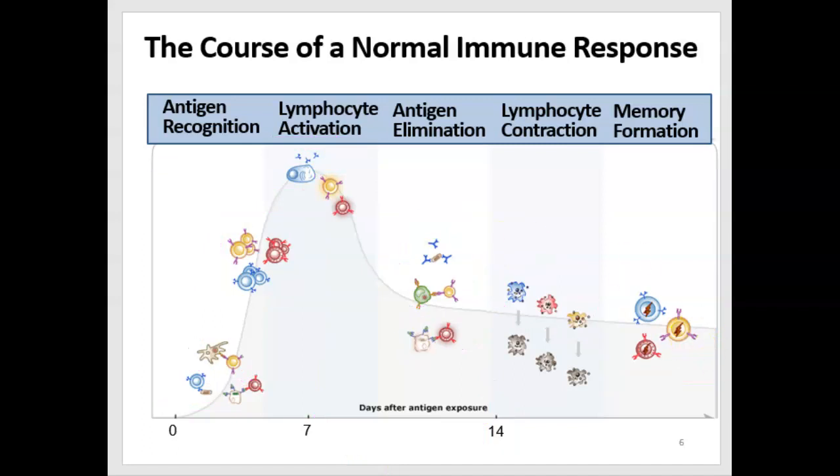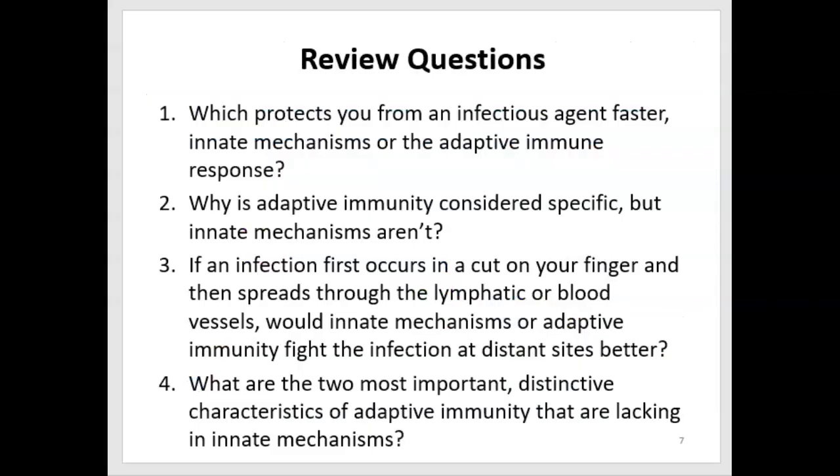So it might seem a little complicated, but I have a few review questions that might help you understand what was most important in this presentation. Let's look at the first question. Which would protect you from an infectious agent, meaning a pathogen, faster? An innate mechanism or an adaptive immune response? And the answer, of course, is an adaptive immune response.